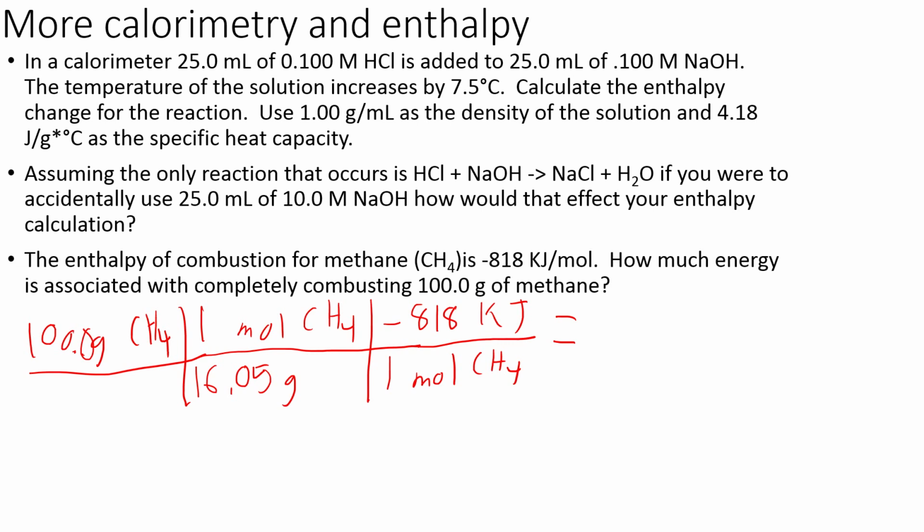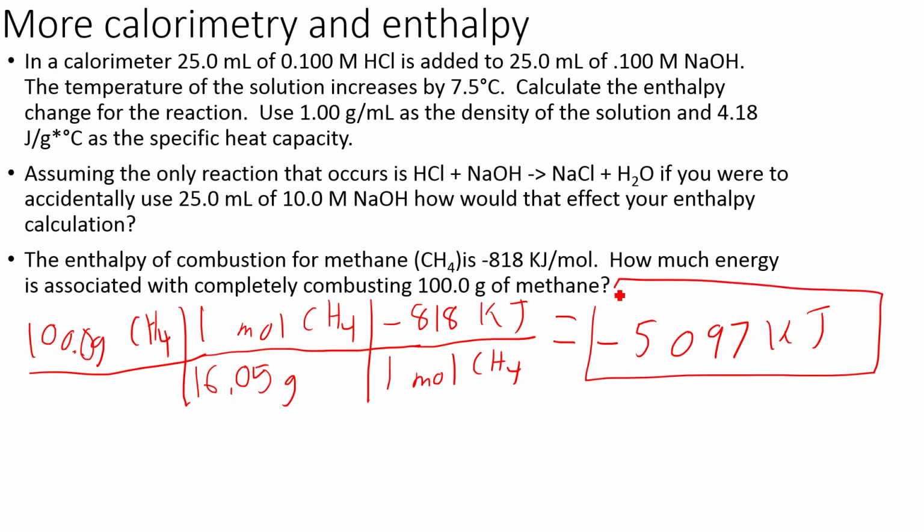So if we go and do the math for this, we have 100 divided by 16.05 multiplied by negative 818. We are going to get that our energy associated with this was negative 5,097 kilojoules. So that's how much energy we had. You could also convert it to joules, which would be a fairly big number. You'd probably have it in scientific notation. So that's how much energy is going to be released.